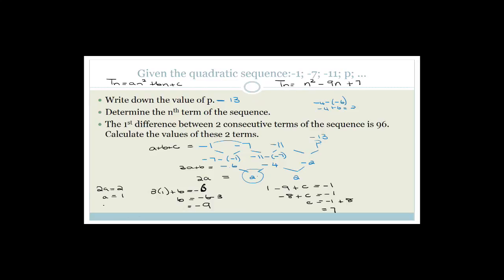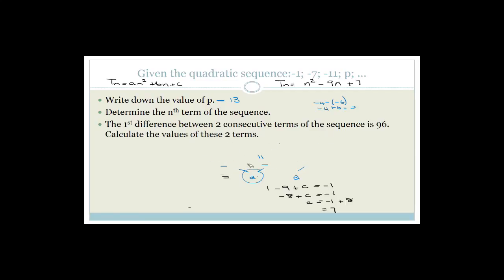Okay, now it says, the first difference between two consecutive terms of the sequence is 96. Okay, the first difference between two consecutive terms is not found. Okay, so this is a different question. I don't even know why it's on the same slide. I apologize. It says the first difference between two consecutive terms of the sequence. Oh, my bad. It says the first difference between two consecutive terms of the sequence. Find the values of these terms. Oh, I get it. Okay.